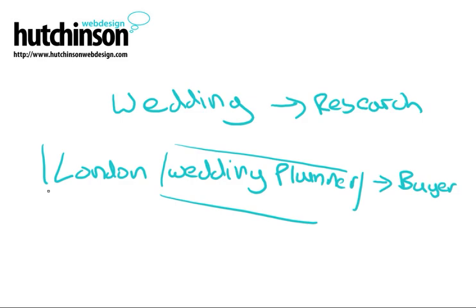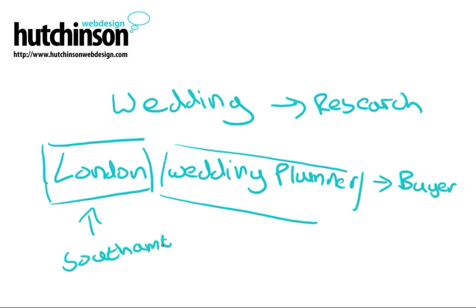More importantly, we've also got a local modifier at the beginning here. Now this could be anything. It could be London, it could be Southampton, it could be Birmingham. It doesn't really matter, but what it's saying is that the people searching for this phrase are looking for people specifically in their area. So when people are typing these keywords into Google, they really are looking for this specific service in their local area. It's a great indication that these people are in a buying frame of mind.